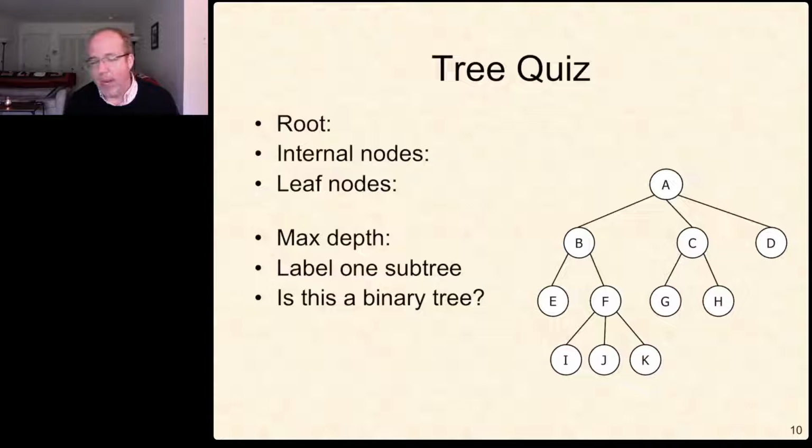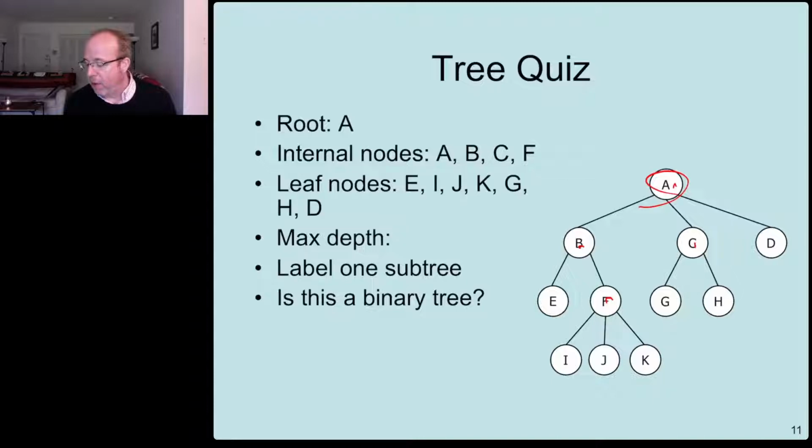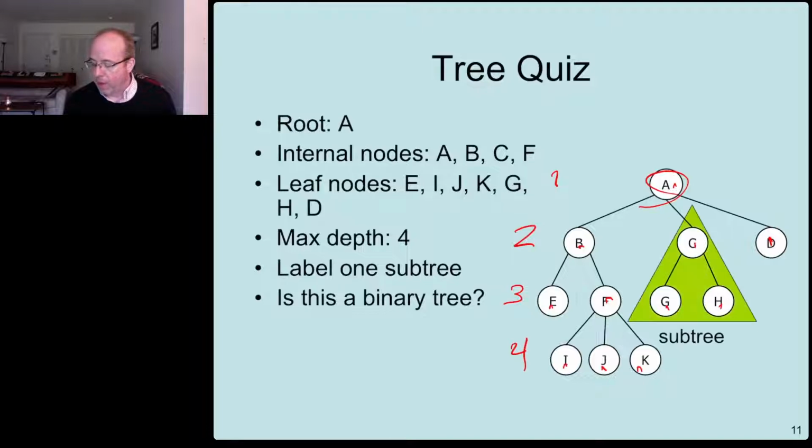Okay, so let's take a look at the answers to the quiz. The root is A, because it's the one at the top. Internal nodes are any nodes with children. A has children B, C, and F. Those are the nodes that have children. The leaf nodes are all of the others, so E, I, J, K, G, H, and D. The maximum depth is 4, because this is depth 1, depth 2, depth 3, depth 4. This is a subtree. You could pick anything. D is a subtree, K is a subtree, B, any node becomes a subtree.